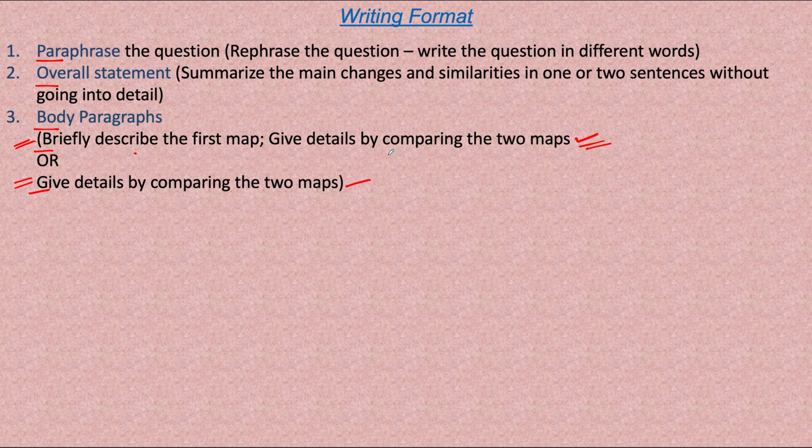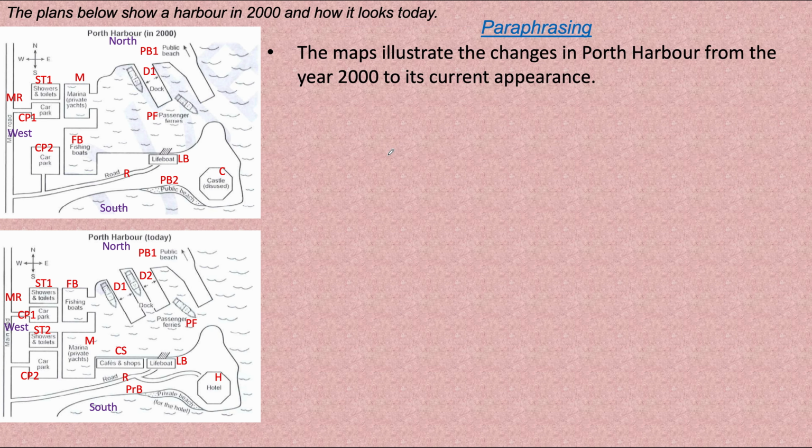Let's now start the writing. First, we paraphrase the question. The original question we have is, the plans below show a harbor in 2000 and how it looks today. We will not be using the word below in paraphrasing because when we are writing, the map is not below our writing. The rest of it we will paraphrase.